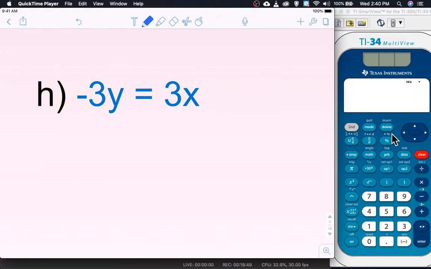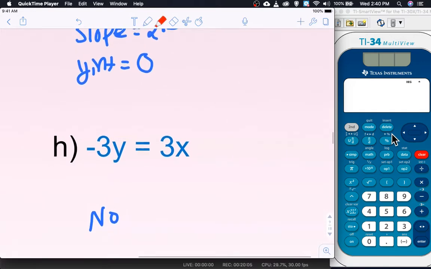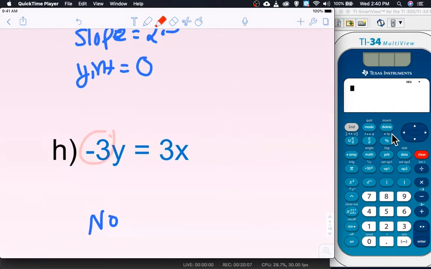Letter H. Is that slope-intercept form? No, because the y variable is not by itself. I mean, we could eventually do this. We're going to learn how to do this later on. But for now, that is not slope-intercept form because of this piece right here.